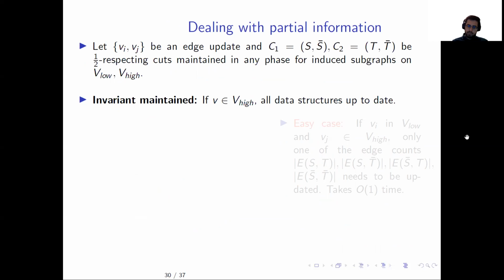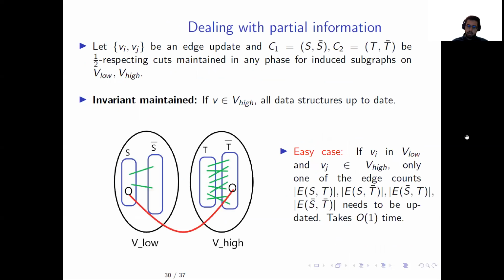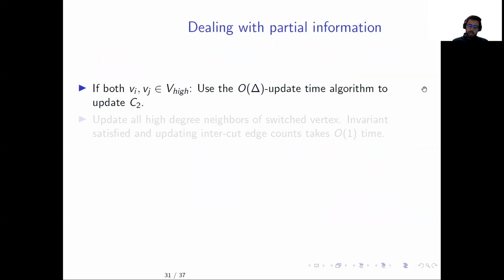Well, we maintain this invariant at all times: if v is a high degree vertex, then all data structures are up to date. And so the easy case is when an edge update is between a high and a low degree vertex. In that case, only those edge counts need to be maintained between these four blue pieces, and this only takes constant time. However, if both the endpoints of the updated edge are high degree vertices, we use the delta update time algorithm to update C2.